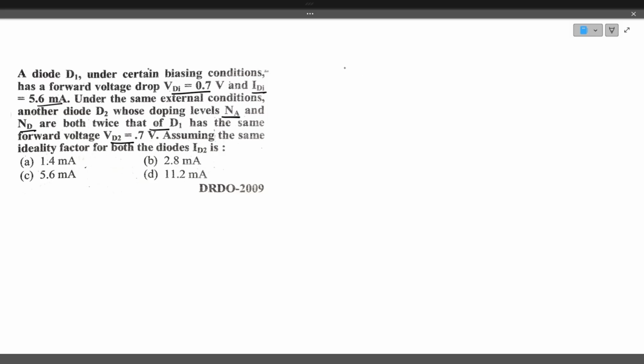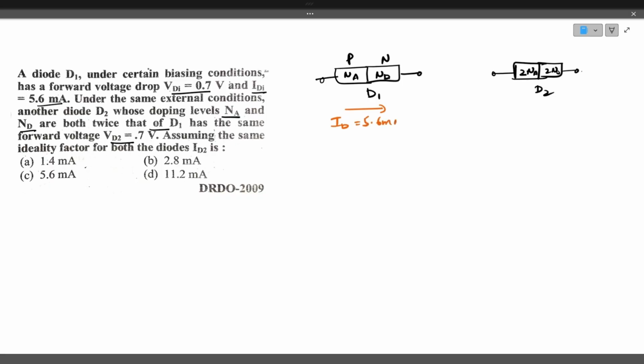So he's telling there is a diode D1. This is diode D1 whose doping levels are Na and Nd. That is P and N. And there is diode D2 whose concentrations are 2 times, that is 2Na and 2Nd. Whereas diode D1 conducts the current ID equal to 5.6 milliamps with a voltage drop of 0.7 volts. Here also D2 conducts with a voltage drop of 0.7 volts. Then what would be the forward diode current, he is asking.